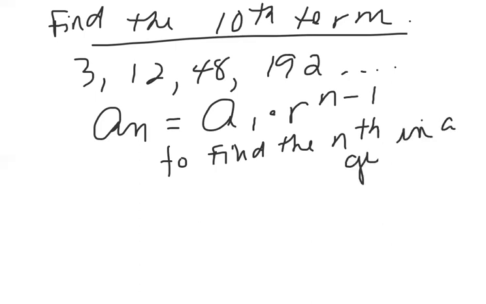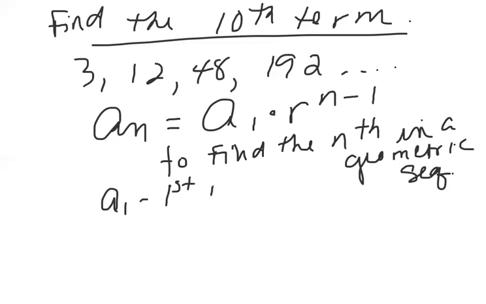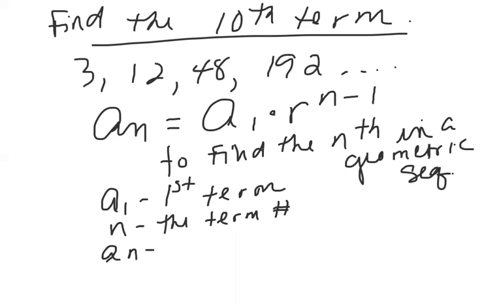So on this one right here, just like with the previous formula, we're going to identify the variables. A_1, of course, is the first term. Notice the variables, guys, they are consistent. First term. N is the term number, just like the previous one. A_N is the value of the term.